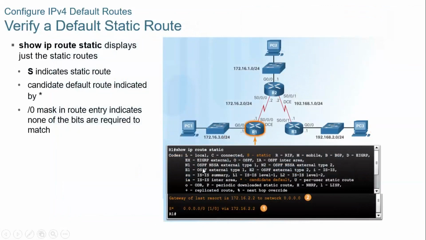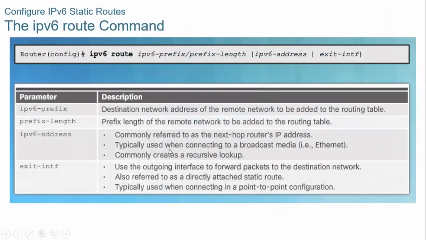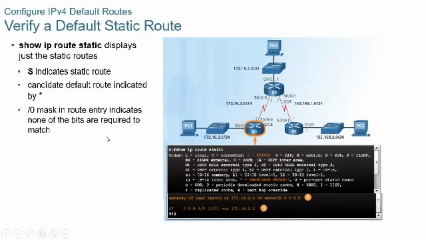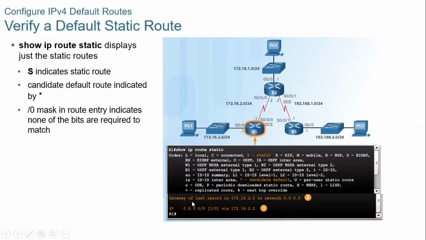Okay, so verify the default static route. You can use show IP route static. Again, it will just show you the static routes. And if you see here, because we set the default route just now, it has S star. Star means candidate default, S means static. So you see the static route, AD, metric, and then the next hop IP. And it also has set the gateway of last resort. The gateway of last resort is this interface over here, next hop IP, to any network. So that's how you check.